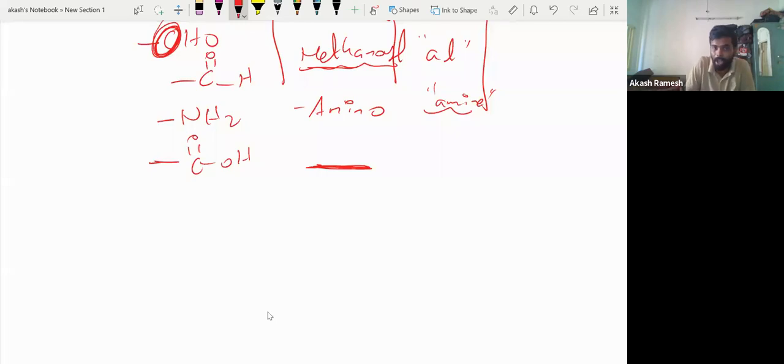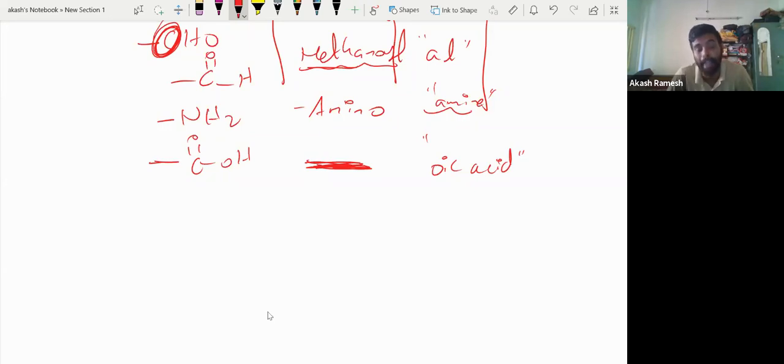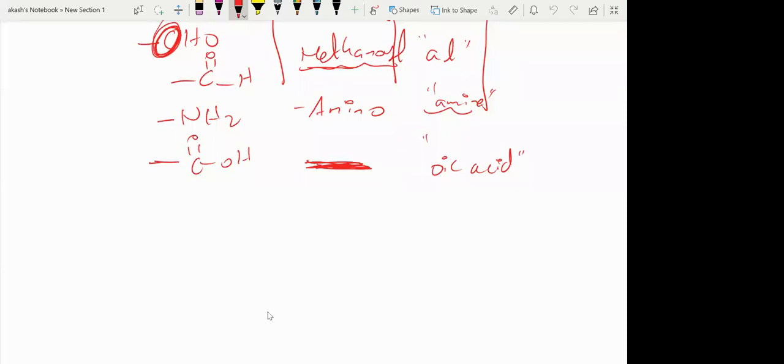Can someone tell me why is there no prefix here? Okay, I'm going to give you the suffix. Suffix is oic acid. Okay, can someone tell me why is there no prefix part? Sir, it is because it is the highest priority. Exactly, right? That is because it is having the highest priority. Even if I have 100 functional groups, that is going to have the maximum priority. So that is the one which will decide the suffix, no matter what. That is why we don't have a prefix.